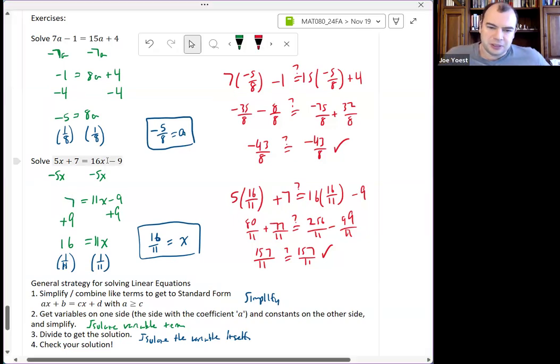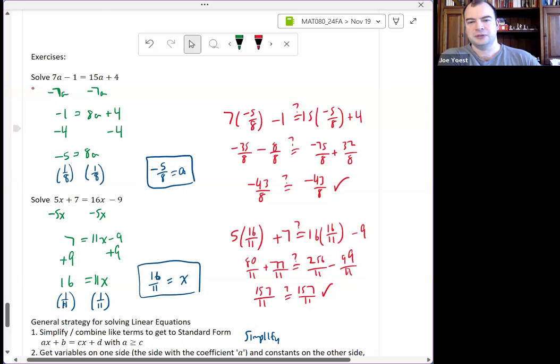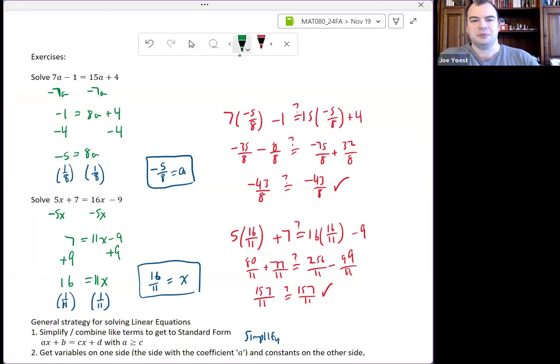Okay, it's just about 6 minutes, so let's take a look at the solutions to these. For our first one here, 7a minus 1 equals 15a plus 4. We'll choose to subtract 7a from both sides so that our coefficient of a is positive. Again, not a big deal if you subtracted 15a from both sides. Just be careful with the negative coefficient when you divide through.